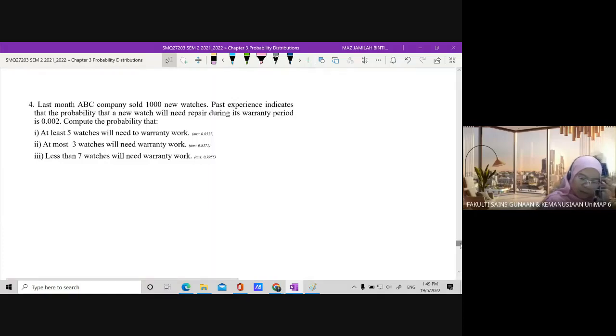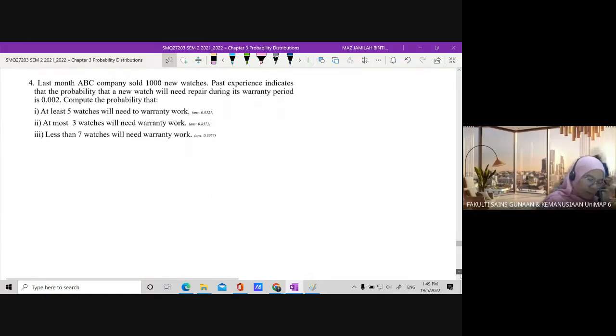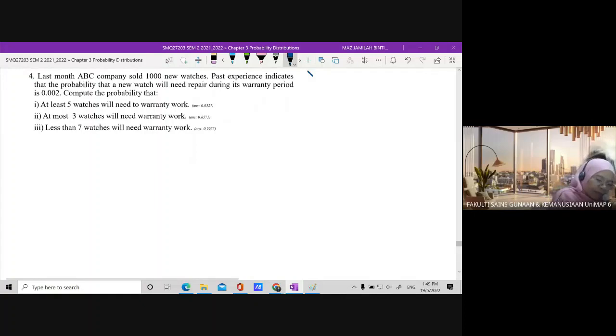Let's say in this case, what is X here, class? Last month, ABC sold 1,000 new watches. Past experience indicates that the probability that a new watch will need repair during its warranty period is 0.002. Compute the probability that at least 5 watches will need warranty work. So let us define what is X here. What is X? Number of success.